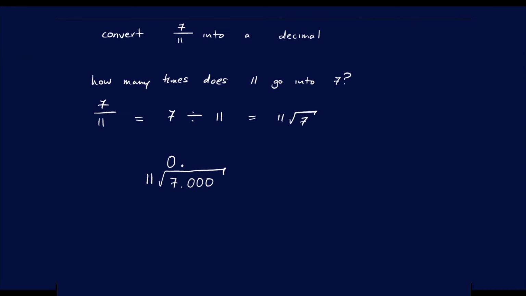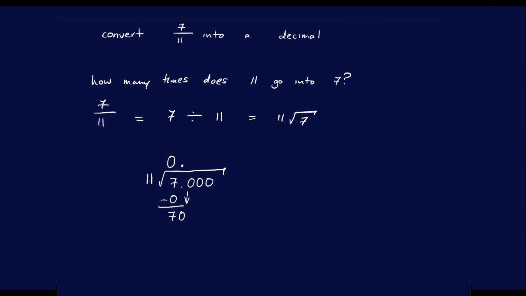So now what we have to do is multiply 11, which is our denominator, by 0, which follows the exact same steps as we discussed in the long division videos. So 11 multiplied by 0 is obviously 0. And 7 minus 0 is equal to 7. And since we just subtracted two numbers, we have to bring down the next digit, which is 0.